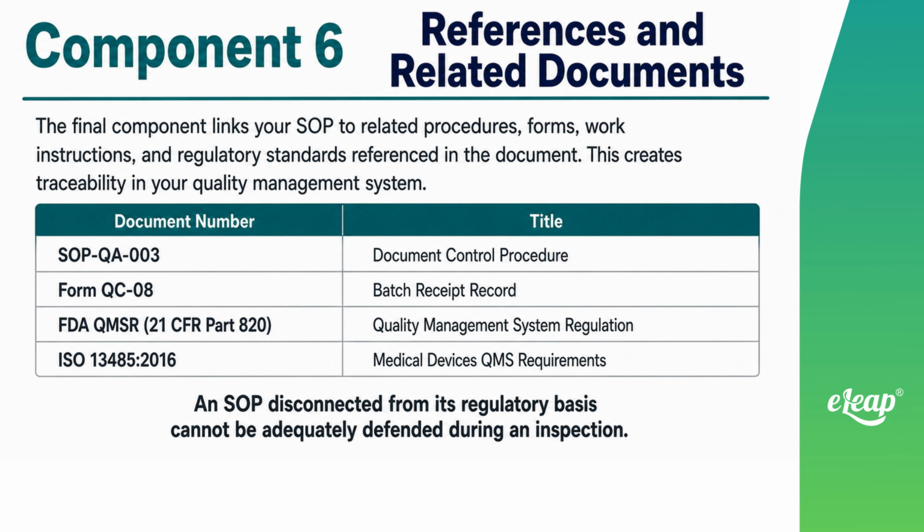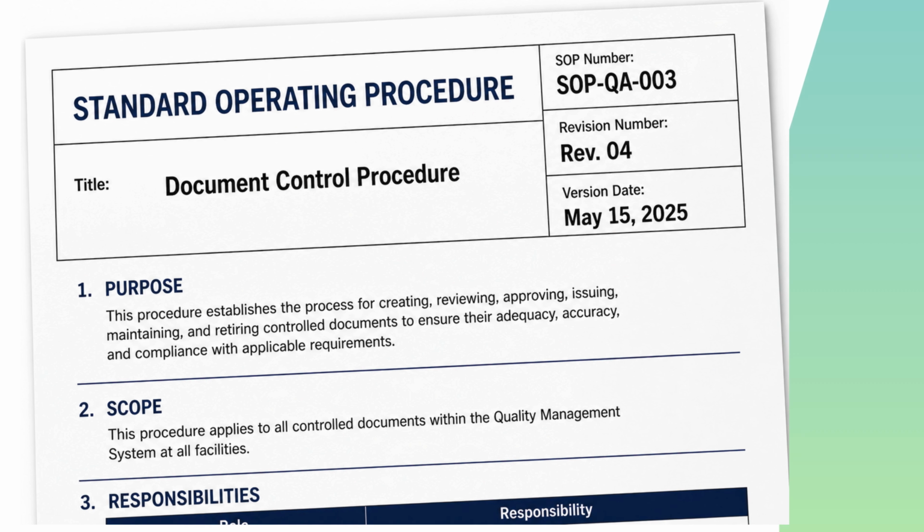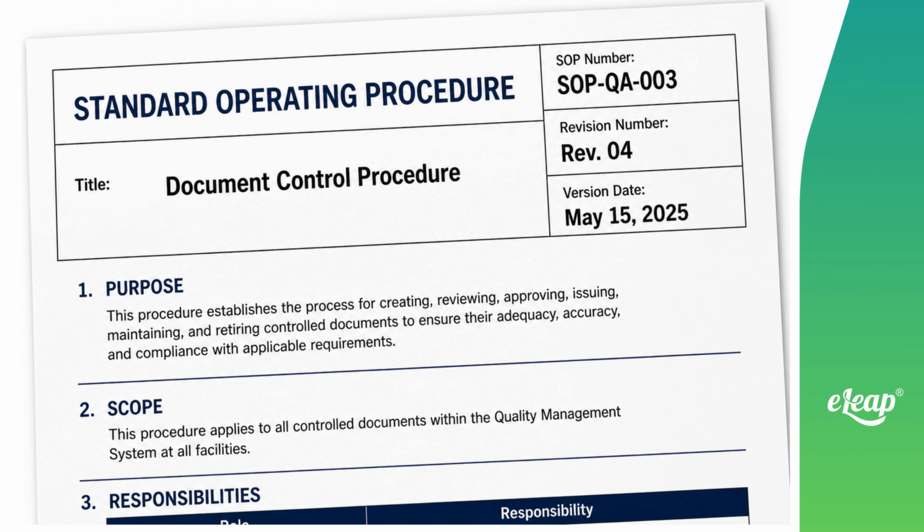Component 6, references and related documents. The final component links your SOP to related procedures, forms, work instructions, and regulatory standards referenced in the document. This is what creates traceability in your quality management system. An SOP that stands alone, disconnected from its regulatory basis, is a procedure that cannot be adequately defended during an inspection.